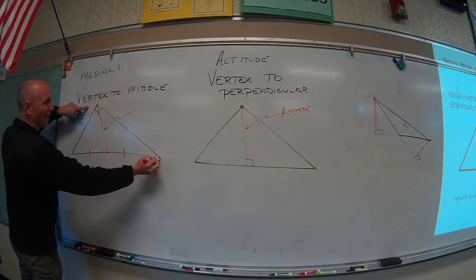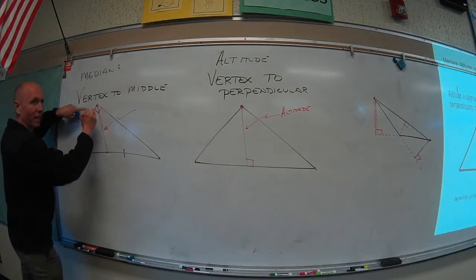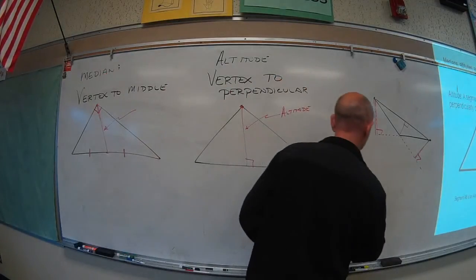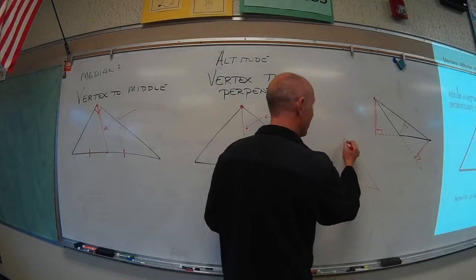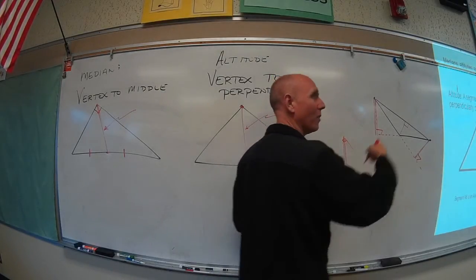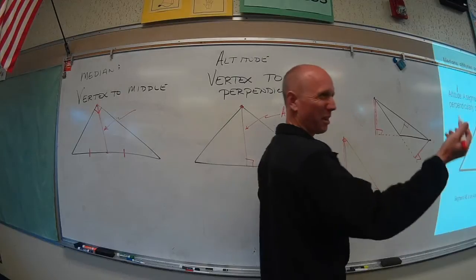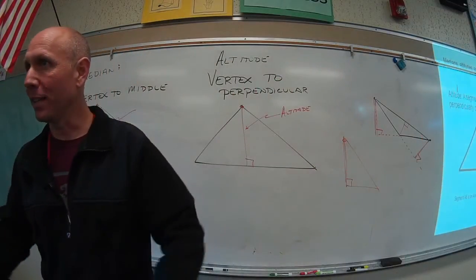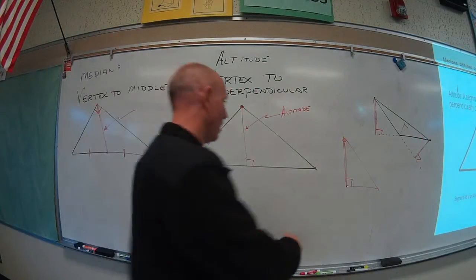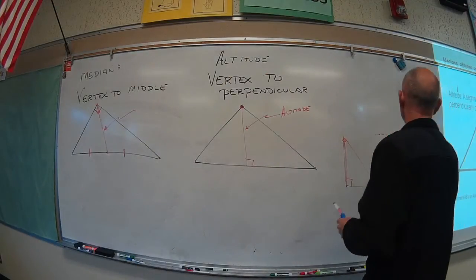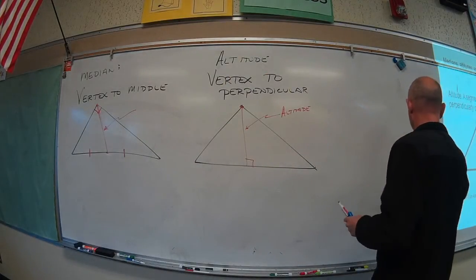So this altitude is actually a side, and this altitude is actually a side. So right here, like this, the side itself is the altitude. Does that kind of make sense? It's beyond the scope of this lesson. Okay, our next one then is a bisector?